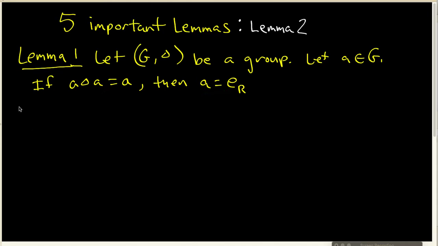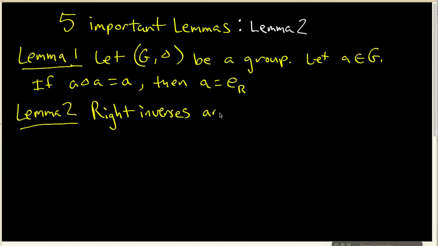Our second lemma can be stated in English. And I want to state it in English first, and then I'll look at what this means symbolically. But in English, lemma 2 says, right inverse elements are actually two-sided inverses.